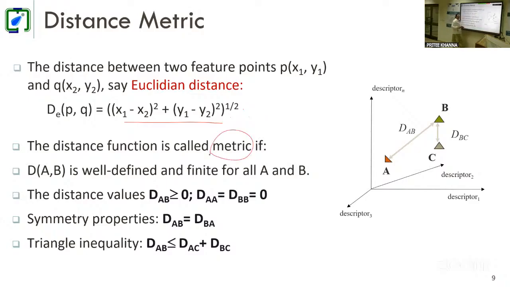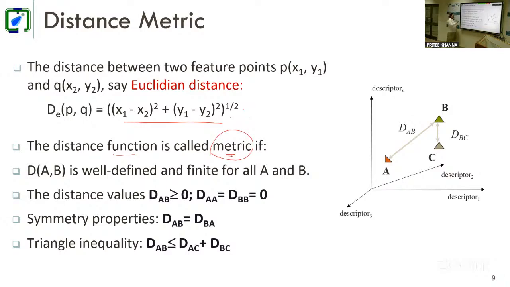Now there are so many distance functions because a lot of research is done in machine learning, so they have n number of distance functions. A distance function is not necessarily a metric. When will we call a distance function a metric? Let's see these properties. It should be well defined and finite for all A and B, so for every 2 points you can calculate the distance.